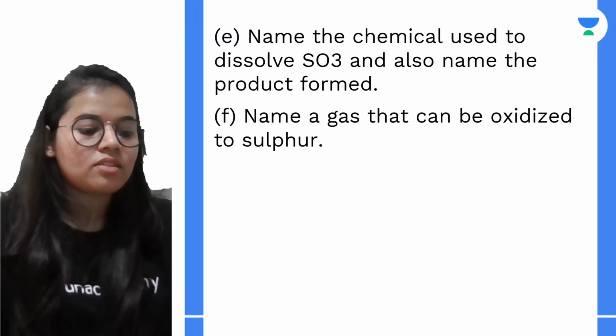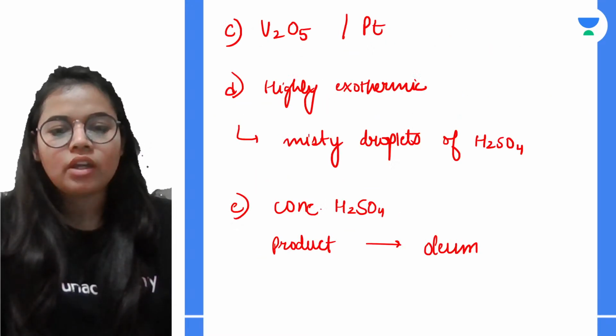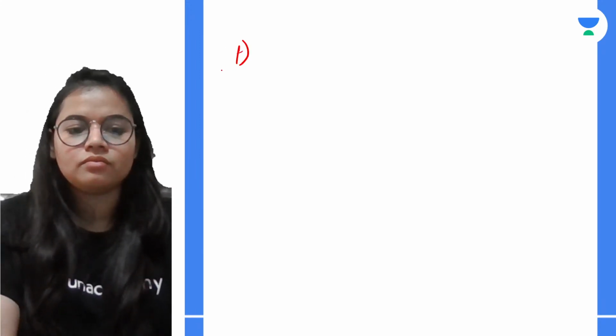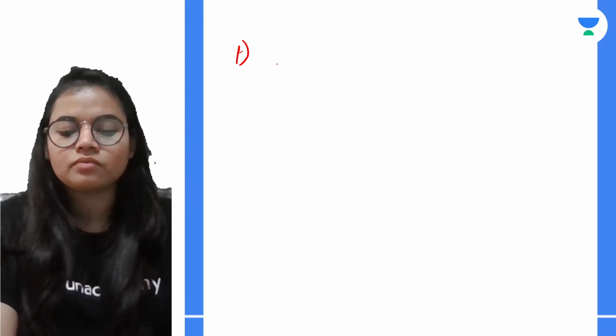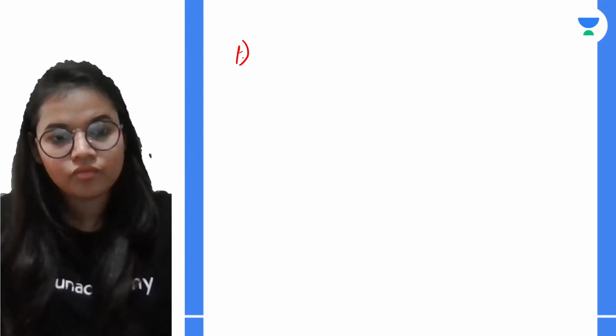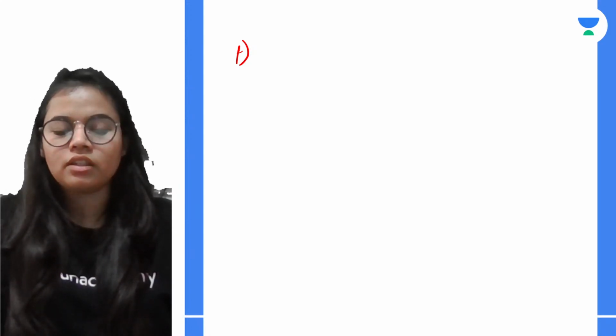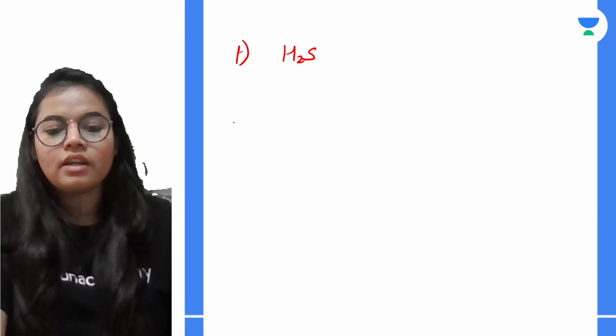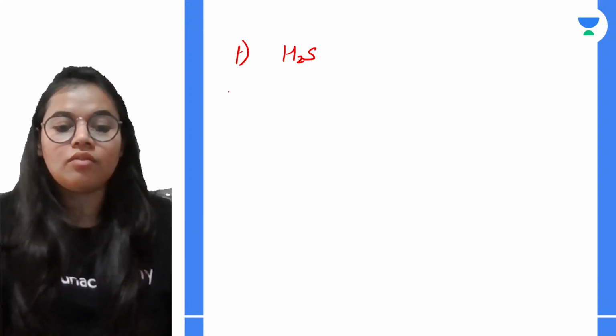Next is: name a gas that can be oxidized to sulfur. Which gas can be oxidized to sulfur? Okay, giving you a hint, it has got a rotten egg smell. Which gas? Rotten egg smell, this should make it clear. H2S. It is H2S that can be oxidized to sulfur.